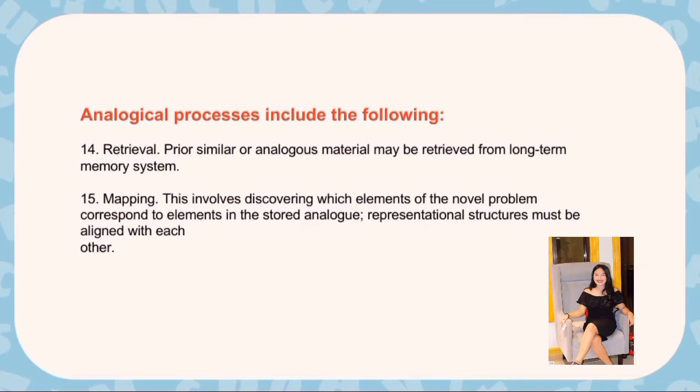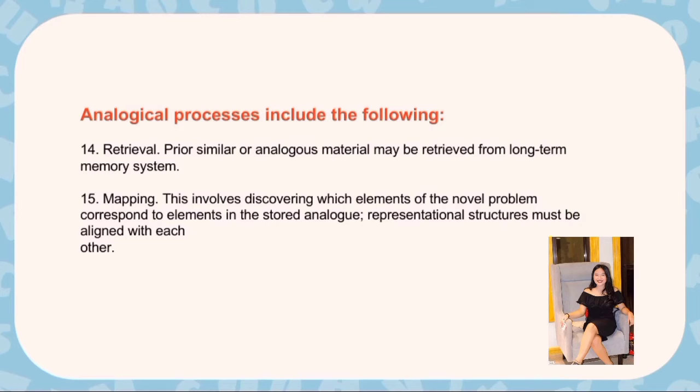So here are the analogical processes, including the following. Number 14. Retrieval. Prior similar or analogous material may be retrieved from the long-term memory system. So what is retrieval? It is the act of getting something back or of accessing stored data and files in a computer. An example of retrieval is when you lose your keys down an elevator shaft and you get your maintenance man to help you get them back.